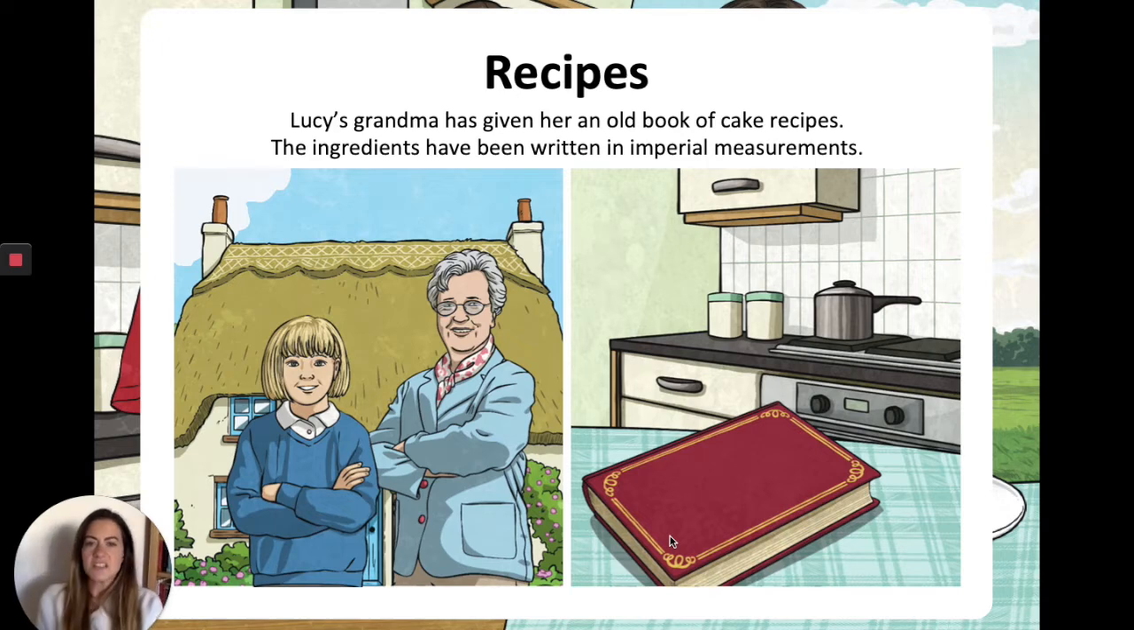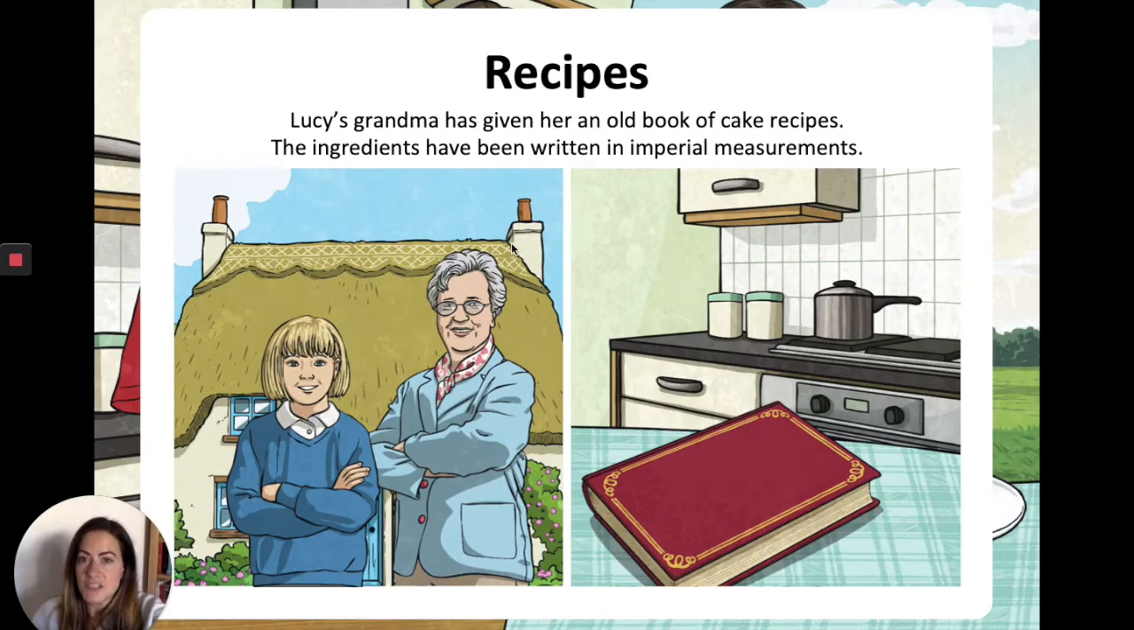Let's apply this now to a practical real life situation. So sometimes you open up a recipe and it's written in ounces because that's what we used to use. We used to use the Imperial system, but now we use grams, we use the metric system. So you would have to convert between them to find out how much you need.